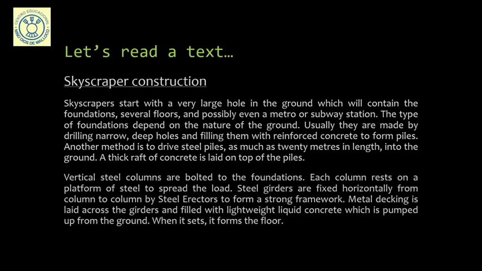Vertical steel columns are bolted to the foundations. Each column rests on a platform of steel to spread the load. Steel girders are fixed horizontally from column to column by steel erectors to form a strong framework. Metal decking is laid across the girders and filled with lightweight liquid concrete, which is pumped up from the ground. When it sets, it forms the floor.